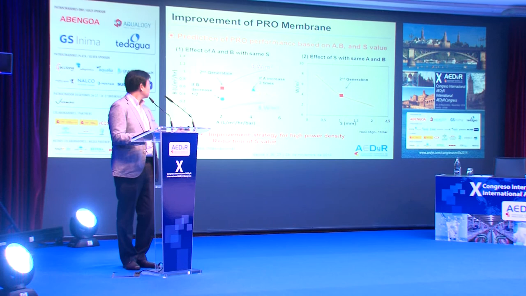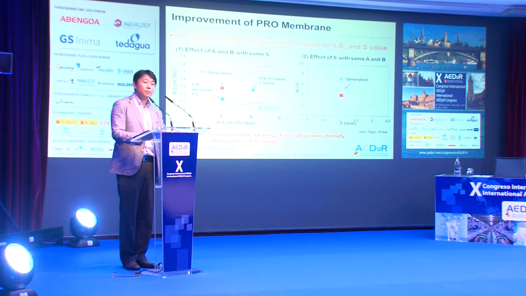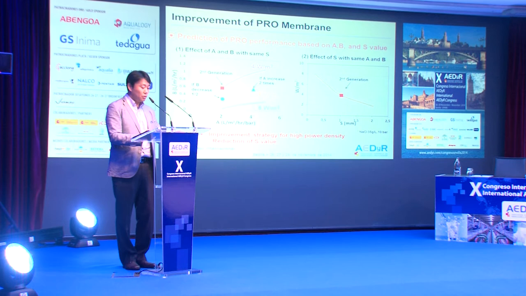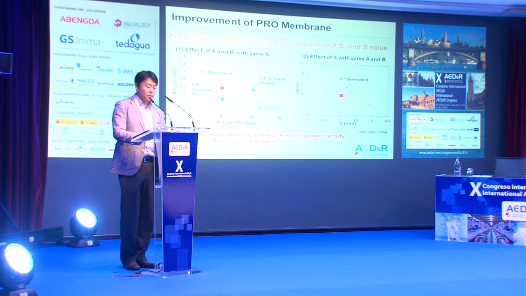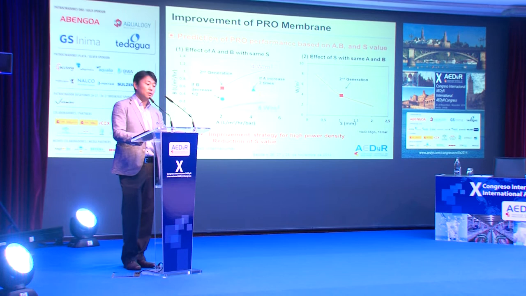Here are the A, B, and S values of the second generation PRO membrane. If we double the A value or decrease the B value by half, the power density is expected to increase by 1 watt per square meter. On the other hand, if we reduce the S value by half, the power density will be improved by about 2 watt per square meter. Now, with this, our improvement strategy for high power density was to reduce the S value.